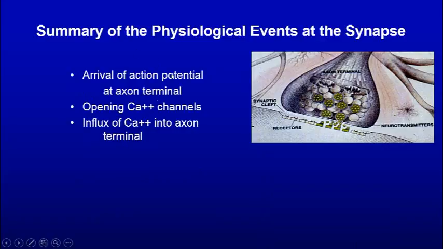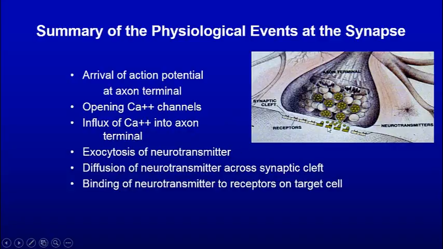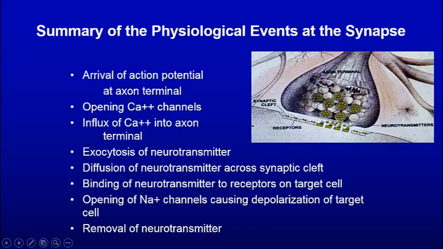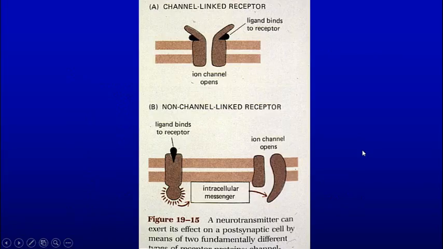So you get action potential coming down the terminal, open the calcium channels, influx of calcium causes exocytosis to occur, diffusion of the transmitters across the synaptic cleft, binding to the receptors of the target tissue, opening of their sodium channels, and that causes depolarization of the target cell. And then the transmitter is removed very quickly.